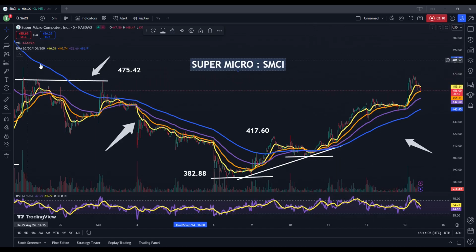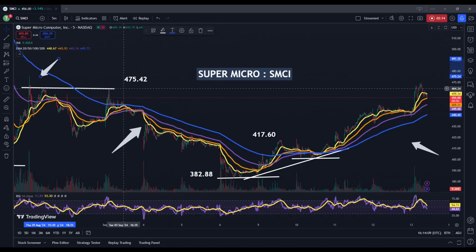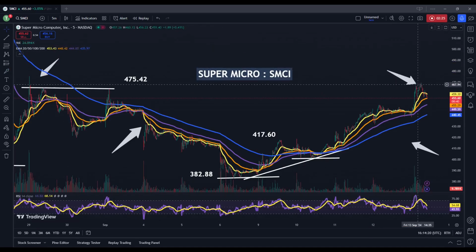Actually, I shouldn't say 475. 475 is this spike high, I believe, back here. This triple top region is really what we were looking at. I should call this 465, because this is the area that has now been tested and broken to the top side. So overall, we would consider this to be a break of this resistance zone.